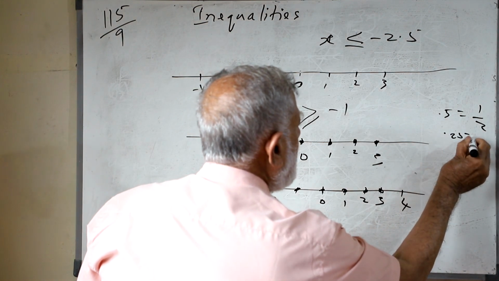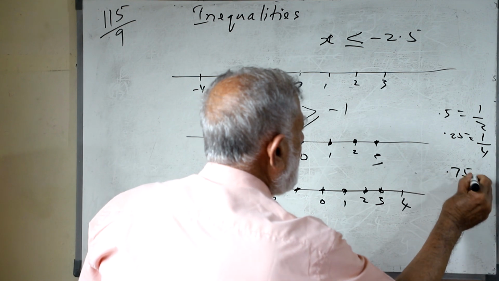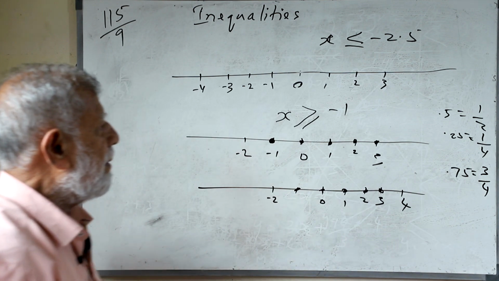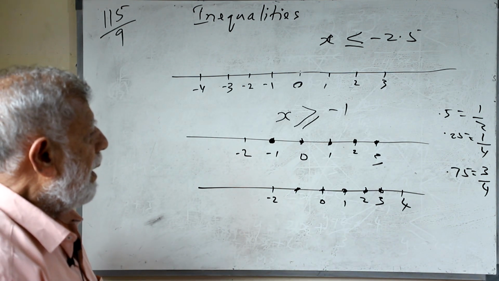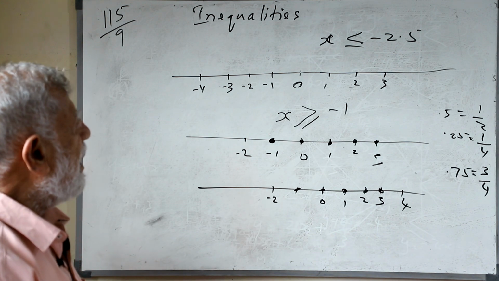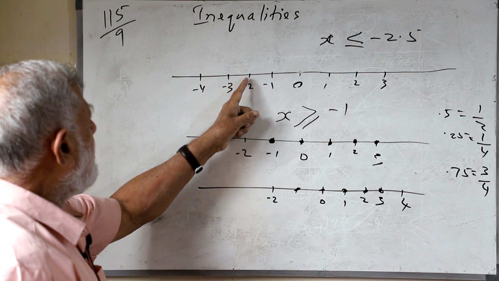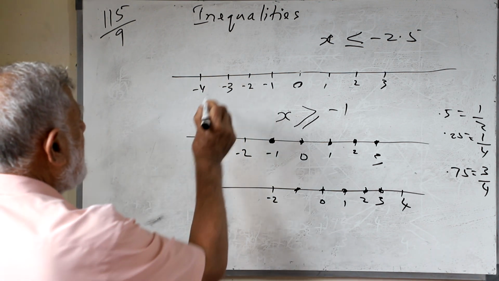0.25 is equal to a quarter, and 0.75 is equal to 3/4. All you have to do is memorize this and keep it. 0.5 equals half, 0.25 is 1/4, 0.75 is 3/4. So -2.5 means coming like this: 1, 2, 3. 2.5 means exactly in the middle between 2 and 3. So here it's here.